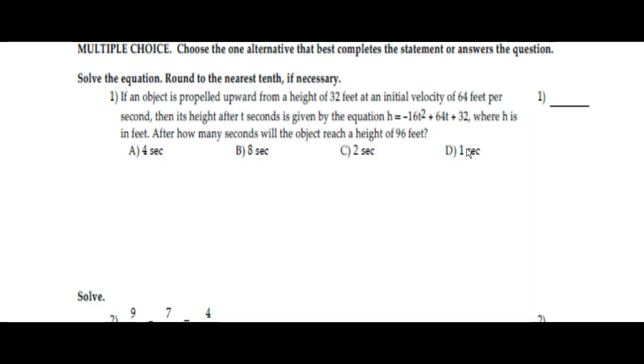So here it is. If an object is propelled upward from a height of 32 feet at the initial velocity of 64 feet per second, then its height after t seconds is given by this formula, where h is the feet. After how many seconds, which is t, will the object reach the height of 96 feet?